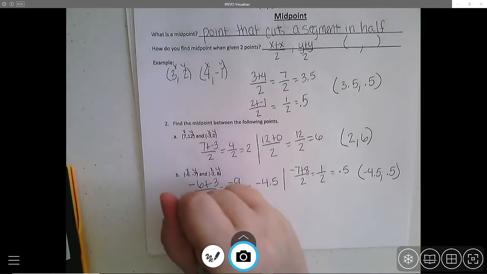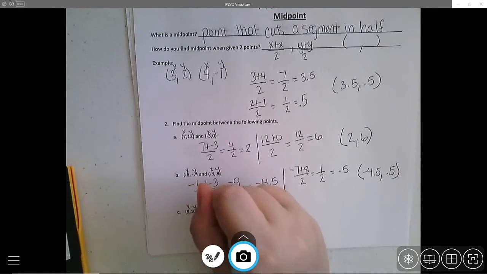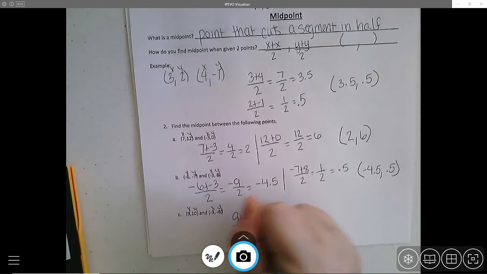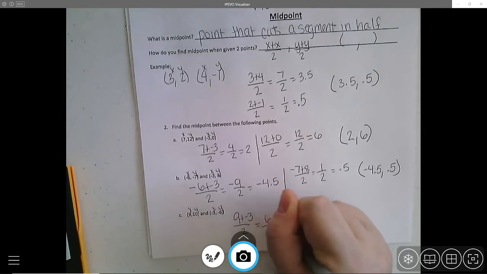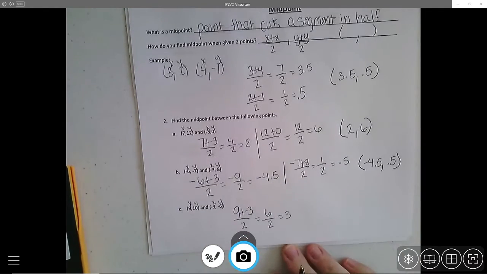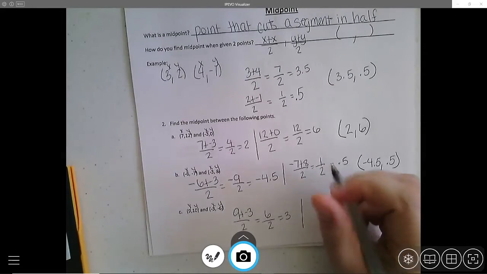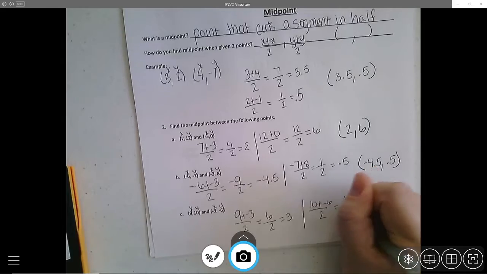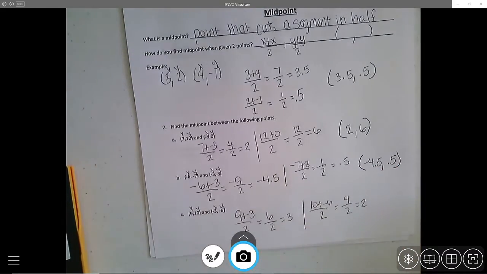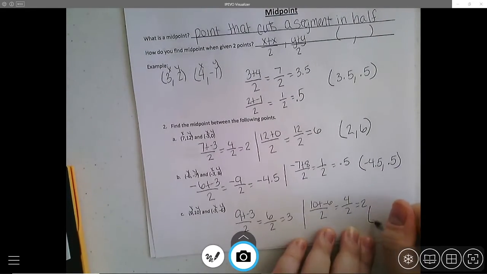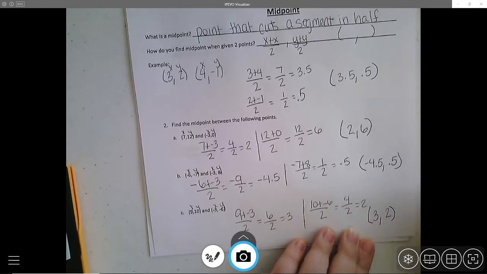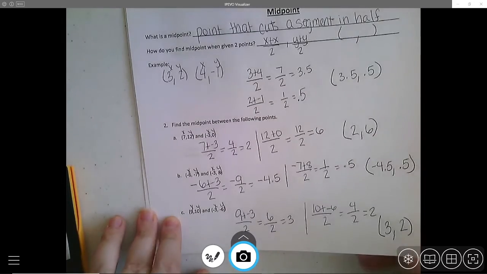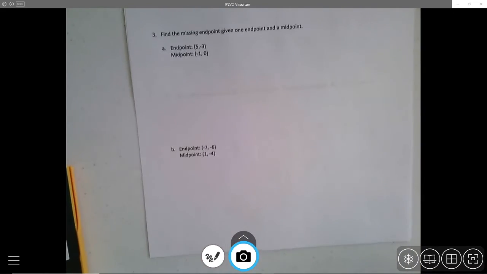Okay, last one. xy, xy. 9 plus a negative 3 divided by 2. That's 6 divided by 2, or 3. And then I look and say y's. 10 plus a negative 6 divided by 2. That's 4 divided by 2, which is 2. If it's x, comma, y, x has got me a 3, y has got me a 2. Okay, midpoint is one we have to memorize. Distance is not.